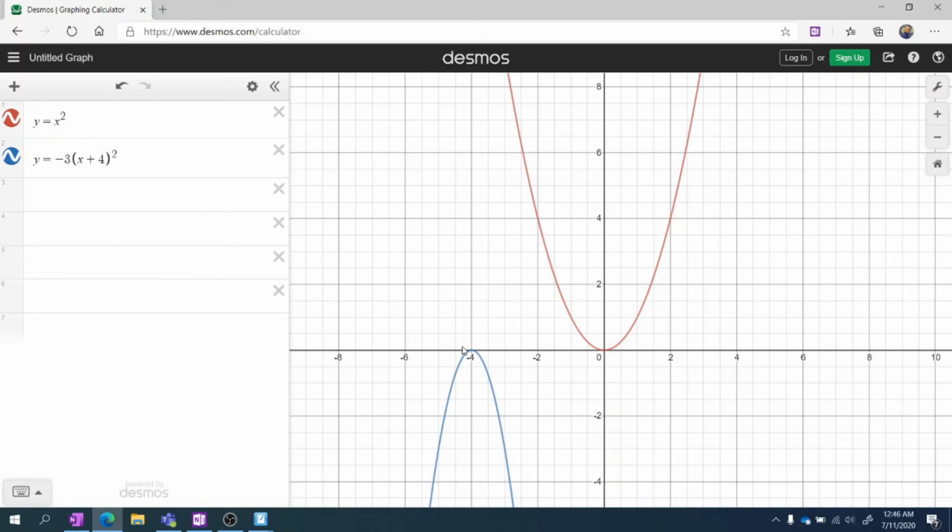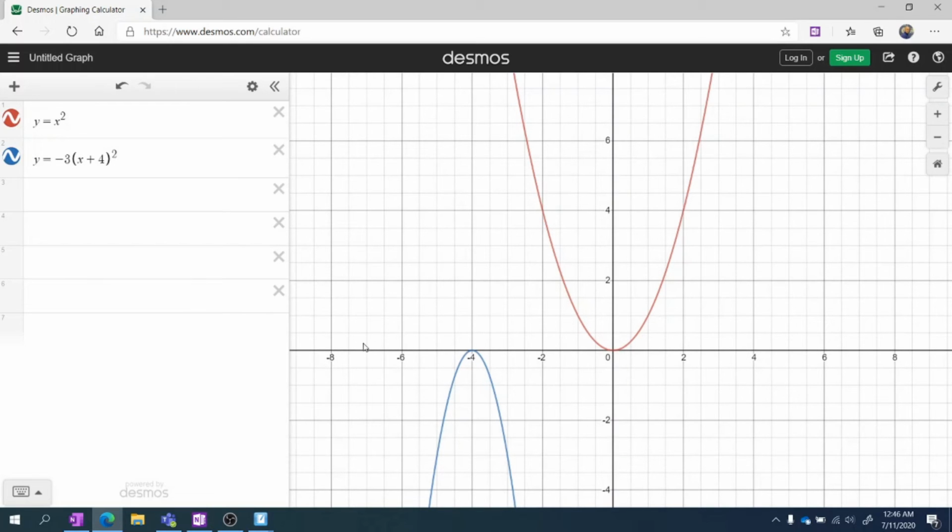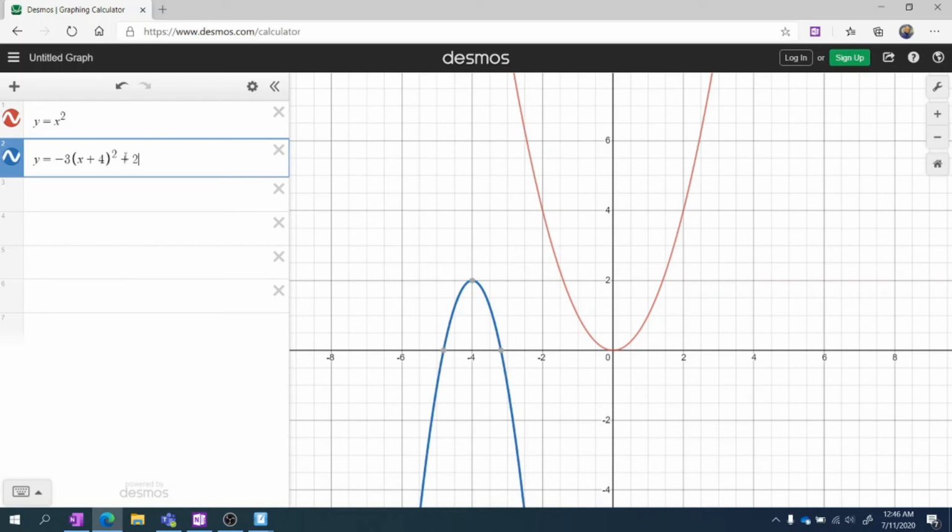If I wanted to go even more complex, let's add the last translation. Let's make it go up 2 units. I could put a plus 2 there. So based on what I know now about transformations of quadratic functions, the negative made it open down. The 3 made it narrower than it normally is. That's called a stretch factor. This is called a reflection. The plus 4 moved it left 4. That's a horizontal translation. The plus 2 moved it up 2.